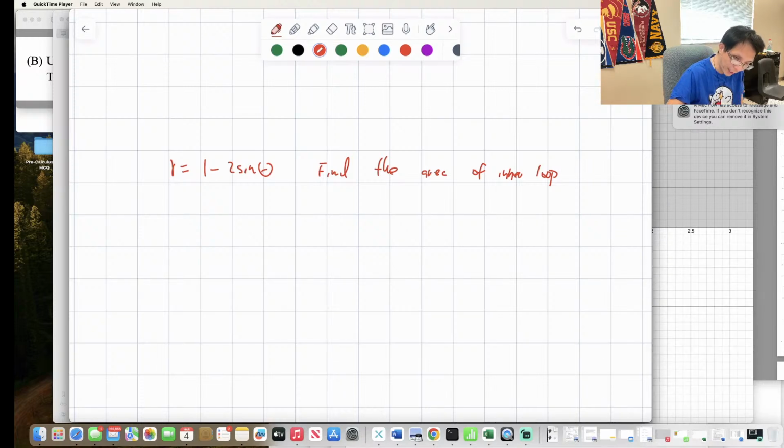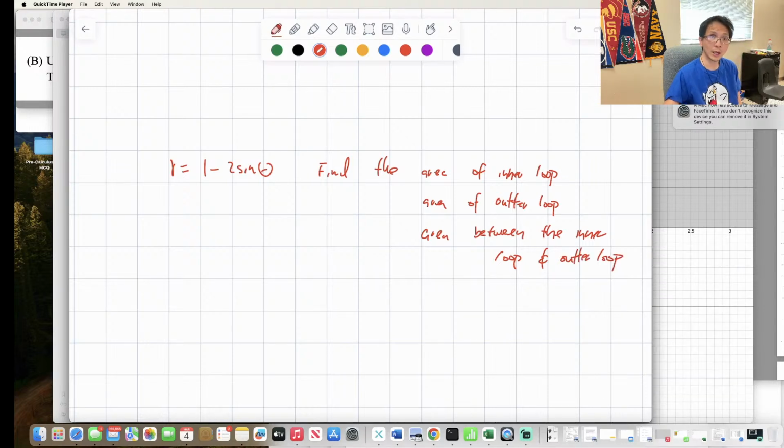And can you find the outer loop? Find the area of the outer loop. And can you find the area between the inner loop and the outer loop?